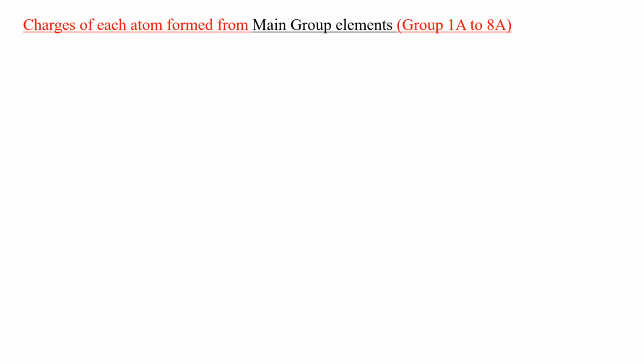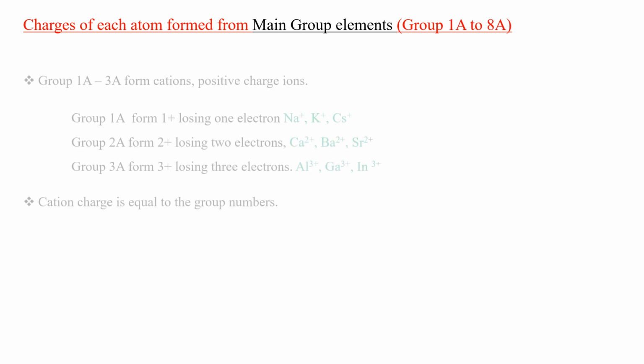Now, what are the charges of each atom formed from main group elements? Main group elements means group 1A to 8A. If you take a periodic table, the 8 taller columns we call main group elements. The first 2, group 1 and group 2, are taller, and then the last 6 are again main group elements, 3A to 8A. The middle shorter columns we call transition metals. Now here we are talking about the main group elements first.